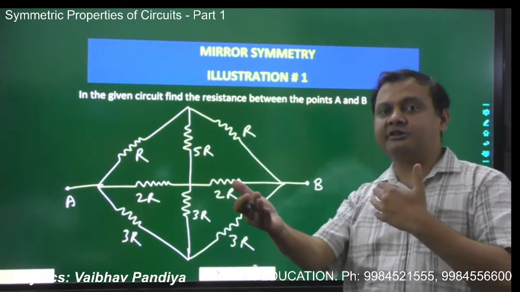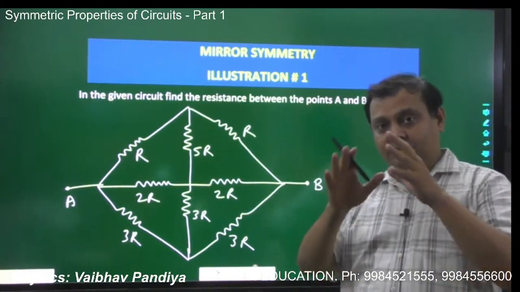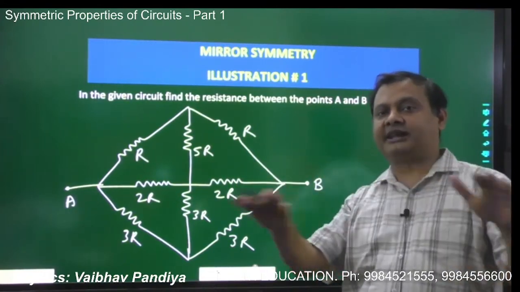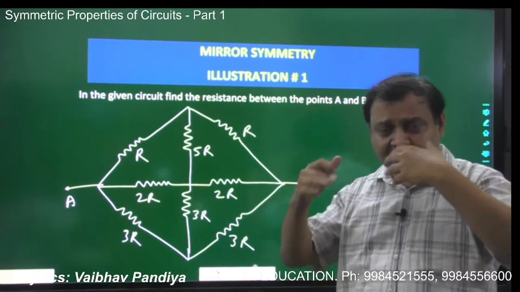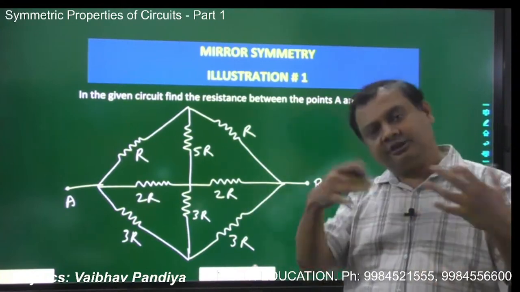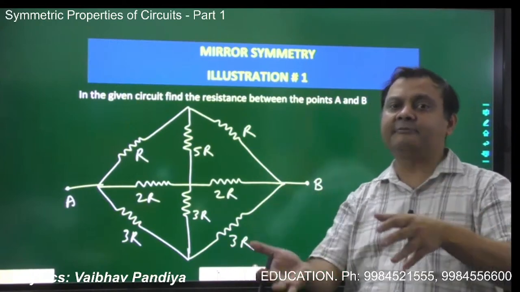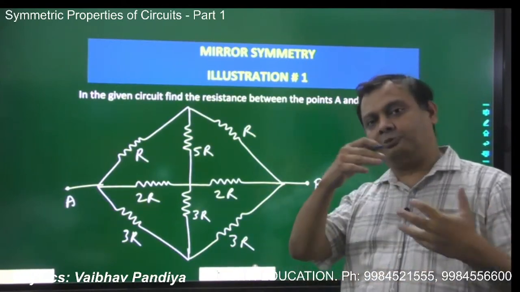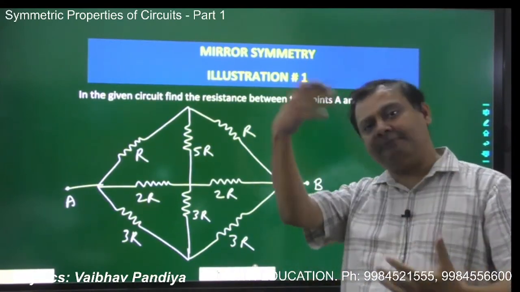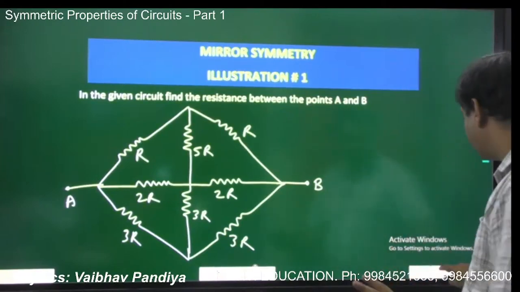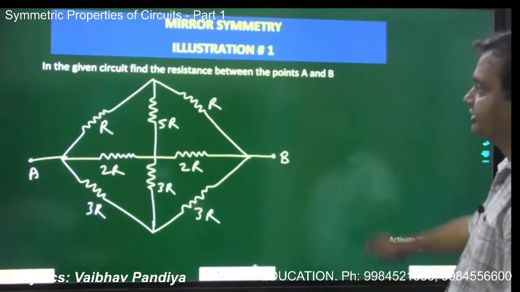In the next lecture, we will see the properties of folding symmetry or parallel axis of symmetry. Then we will see some circuits which will have both symmetries. Some circuits will have the perpendicular axis of symmetry as well as the parallel axis of symmetry, so properties of both such symmetries will be applicable. Right now we are just focusing on mirror symmetry, okay?